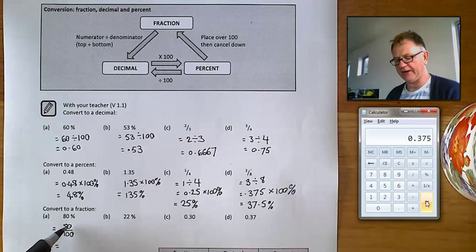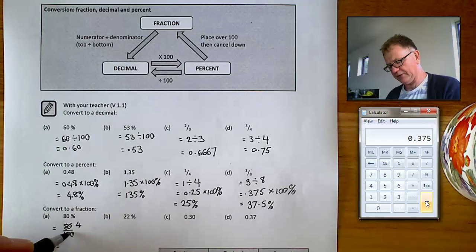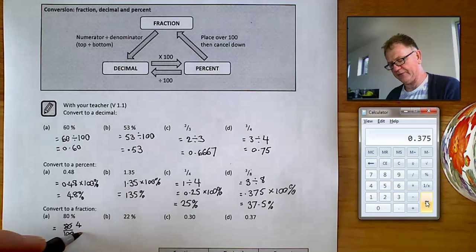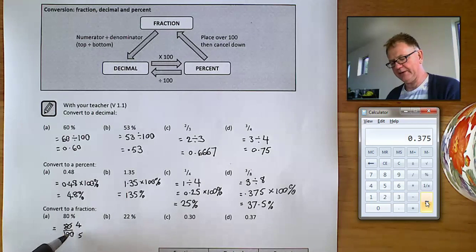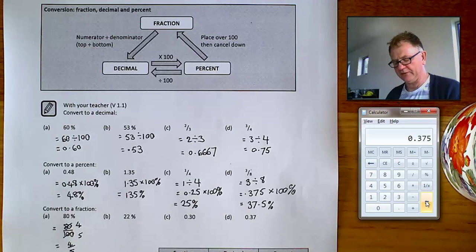20 fits into 80 4 times, so I can cancel that, I'll write 4 there, and 20 fits into 100 5 times. So 80 over 100 cancels down, and as a fraction in its simplest form, you could write it as 4/5.